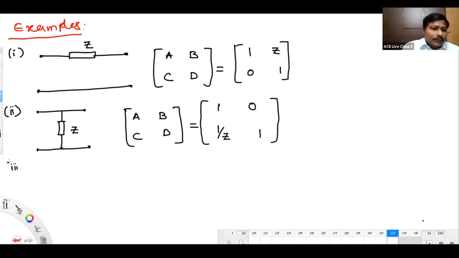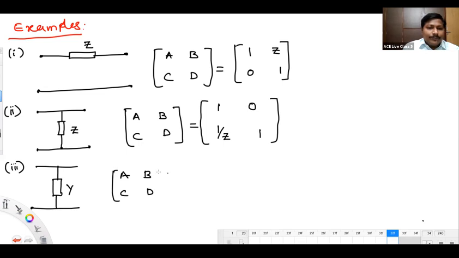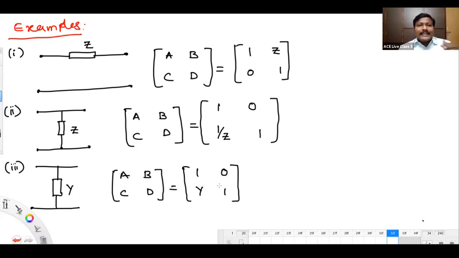Next one, the third one. We have the shunt admittance Y here. If you have that shunt admittance Y, then the ABCD parameters will be 1, 0, Y, 1. Clear? So these are the ABCD parameters of the three networks we have shown: 1, Z, 0, 1; 1, 0, 1 by Z, 1; and 1, 0, Y, 1.